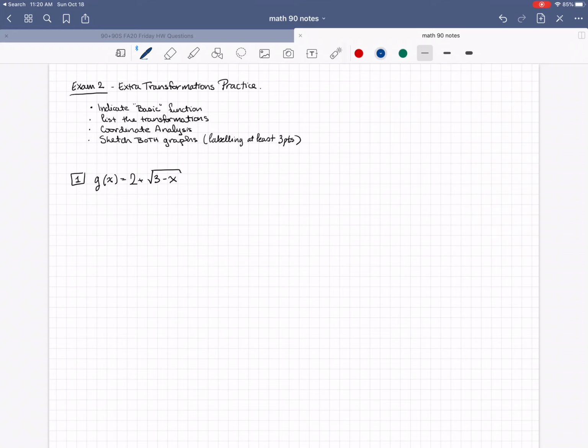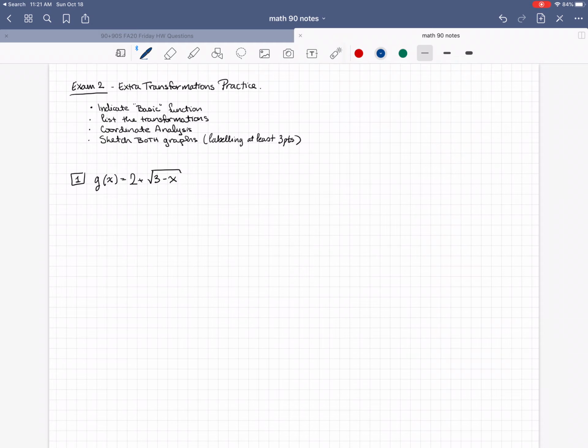This is the first on the list of transformation practice problems. So the instructions that we have here are, we're given a function that's been transformed. We're asked to indicate the basic function that was being transformed, list what transformations took place, use those transformations to describe the coordinate analysis, and lastly, we'll use the coordinate analysis to sketch the graph of the transformed function, and we'll start by graphing the basic function as well.